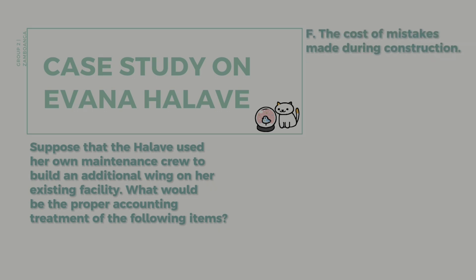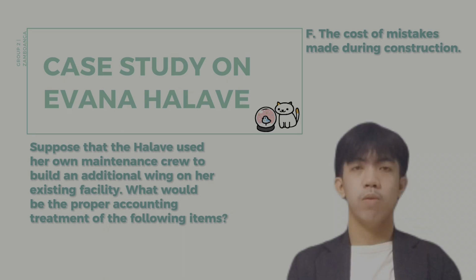Letter F. The cost of mistakes made during construction. For mistakes made during construction, there are multiple possibilities like inaccurate allocation of overhead, erroneous change orders, improper treatment of joint ventures, inaccurate job estimates. The following approach can be done.